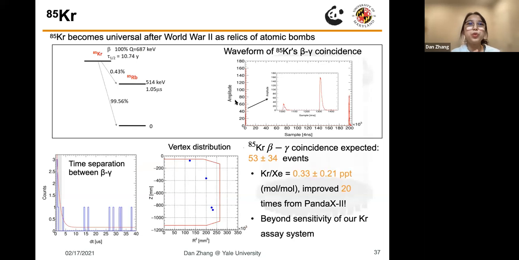And the krypton 85, which used to be the worst, the most distinct background in PandaX-2, was successfully reduced by 20 times with the distillation campaign. And in our data set, it's estimated by a coincidence signal, which happens with a very small branching ratio, but it's almost a background-free channel to identify the krypton 85. And we only find 4 events in our fiducial volume as these beta-gamma coincidences coming from krypton 85.